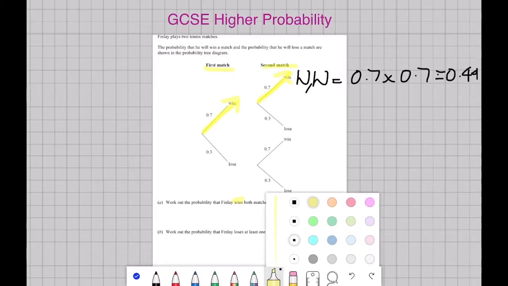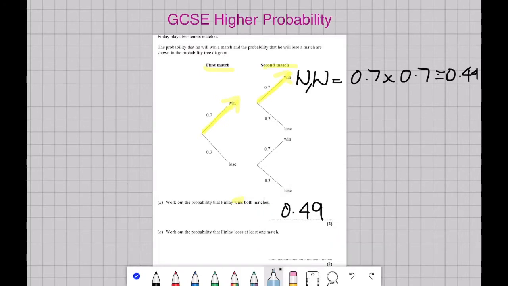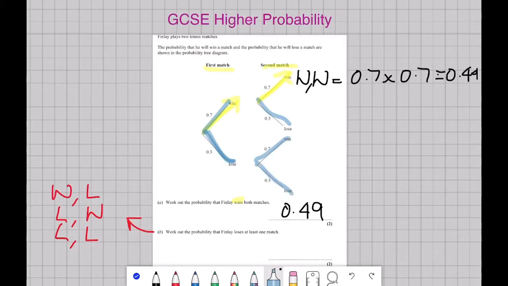Now, the second one, the probability that he loses at least one match. If he loses at least one match, the outcomes could be he could win the first one and then lose the second one. He could lose the first one and win the second one, or he could lose both. Now, two different ways I could do this. Either I could work each of these out, so win and then lose, lose and then win, or lose and then lose.